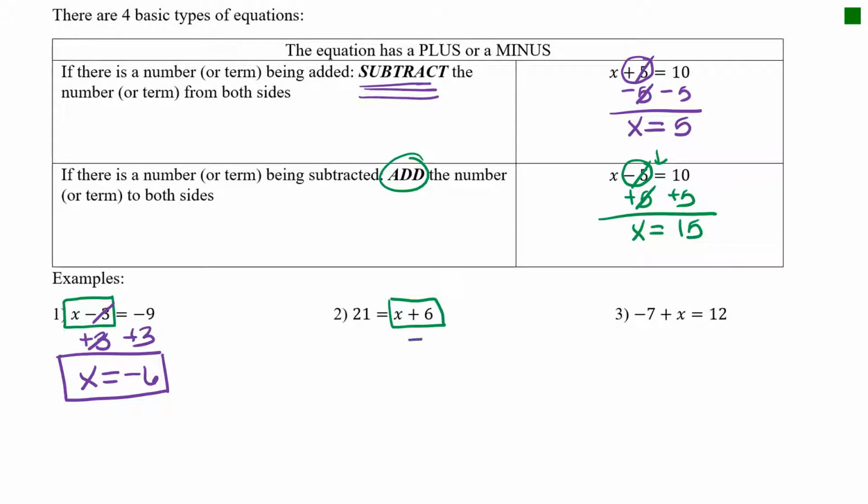It's being added, so we're going to subtract 6. We got to do it on the left and the right. 21 minus 6 is 15. There is my equal sign. It comes straight down. The 6's cancel. I have x. 15 equals x.